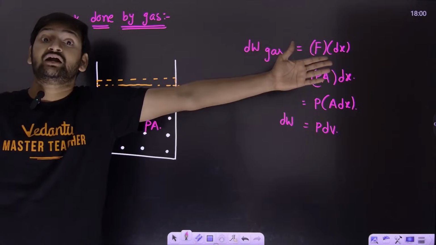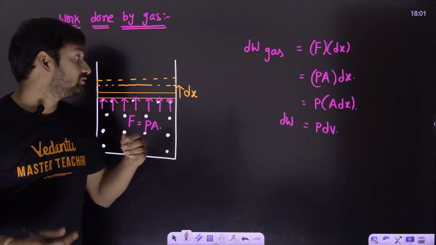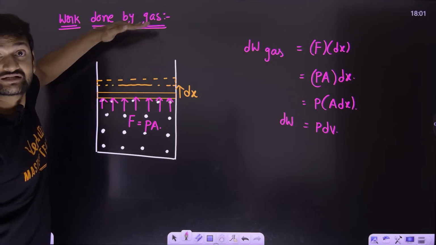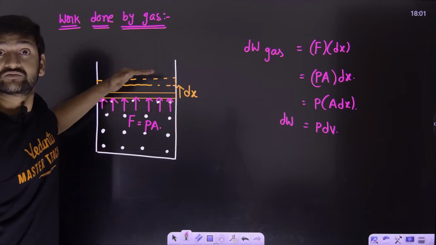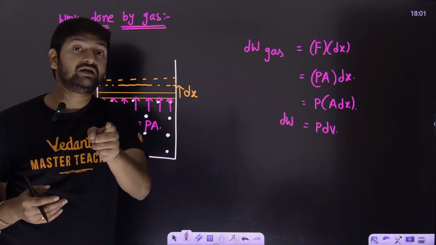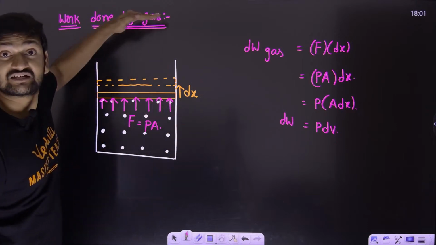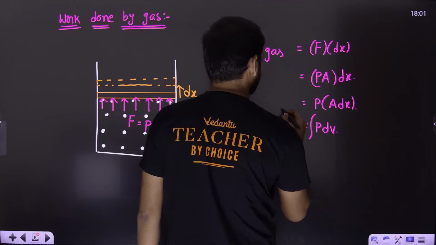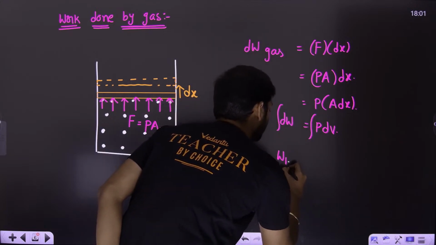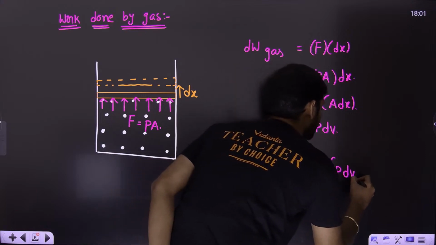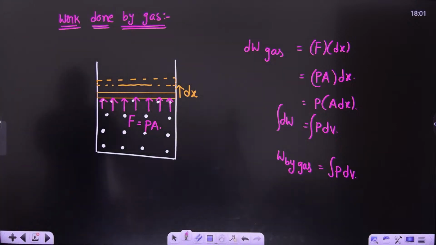If I want total work done, then what do we have to do? We have to add up all those small works done, right? Now the piston is here, it moved here, next it will move here. As the piston keeps moving, work is done by the gas. We have to add up the work done by the gas at every step. So adding up is going to be called what? Integration. Then if you want work done by the gas, work done by the gas is given by integral PdV.